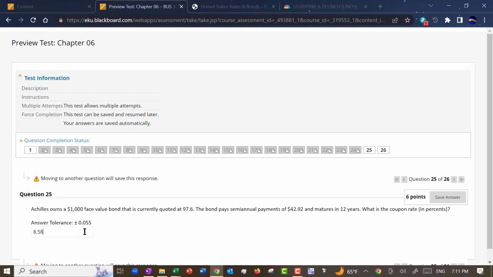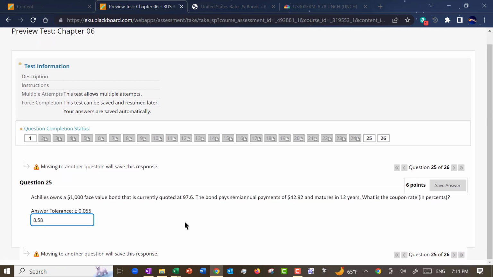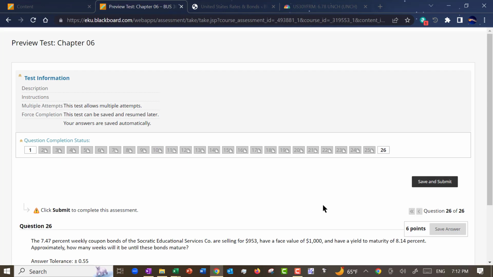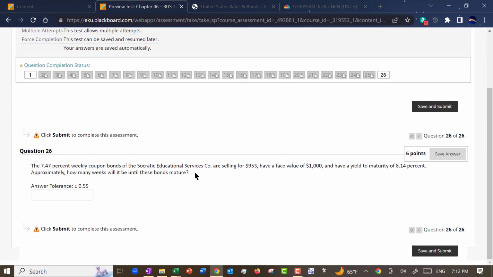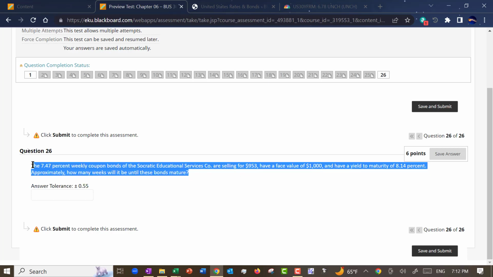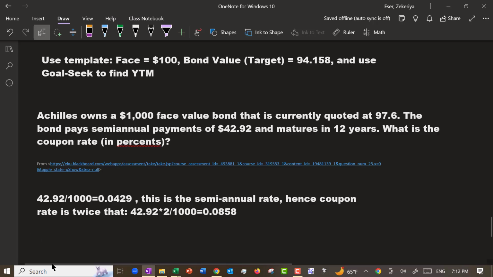Okay. The last one, then we'll give a break. 7.47% weekly coupon bonds of Socratic Educational Services. They're selling at 9.53, face value of 1,000, have a yield to maturity of 8.14. Approximately how many weeks will it be until these bonds mature?